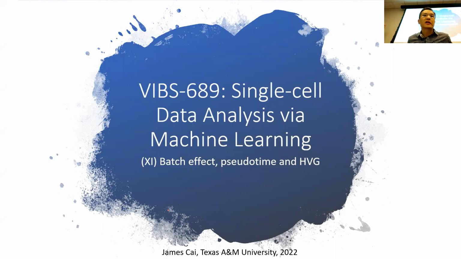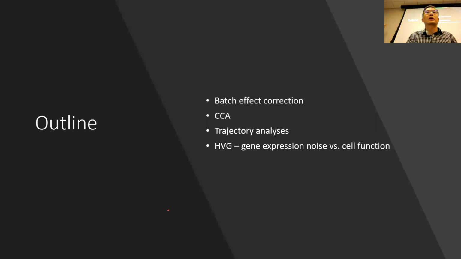Okay, today we have a couple of distinct topics. I will mention batch effects. That's where you have two different data sets. And then we will discuss CCA, which is one of the batch correction methods. We will talk about pseudotime trajectory analysis, to see the applications and the meaning of this analysis, and also commonly used packages and underlying methodology.